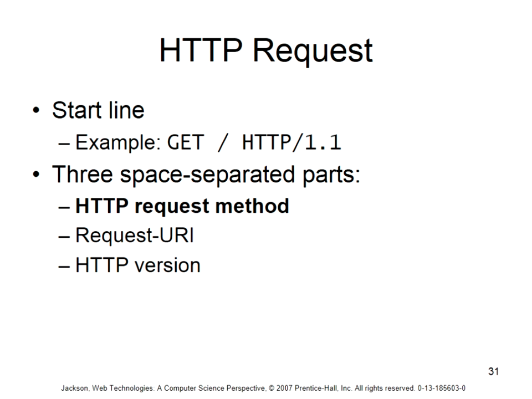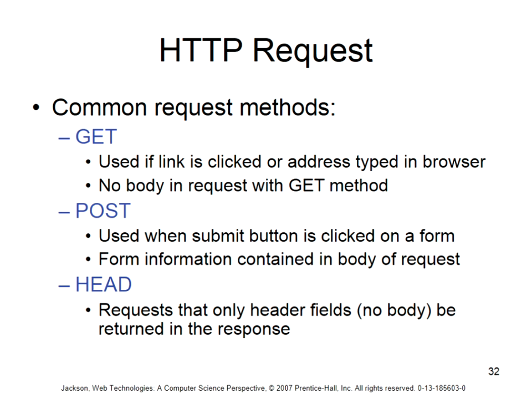Let's move now to HTTP request methods. The common request methods are GET, POST, and HEAD. GET is used if a link is clicked. So if we have a link here, for example A is a link, and we click this link to move to this web page, this is a GET request. Or if we type an address in the browser, this is also a GET method.